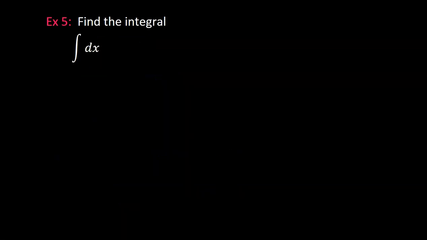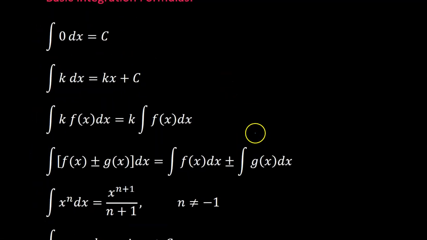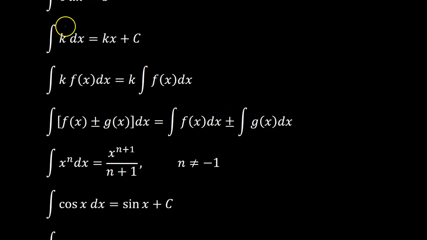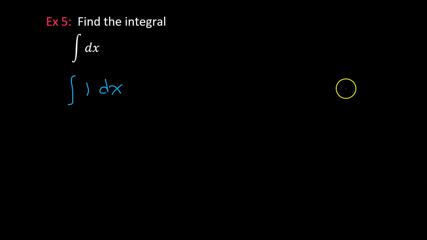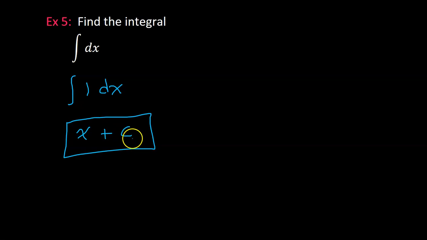Here is a strange looking little integral. It looks like we have the integral of nothing. But really, this is the same thing as saying the integral of 1 dx. And one of the things that we have now memorized is that if you take the integral of a constant, then you're just going to have that constant times x. So this is going to give us x plus the constant of integration, of course. So very simple, but something that you need to be aware of.